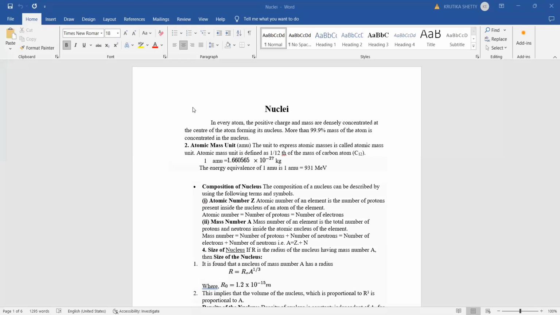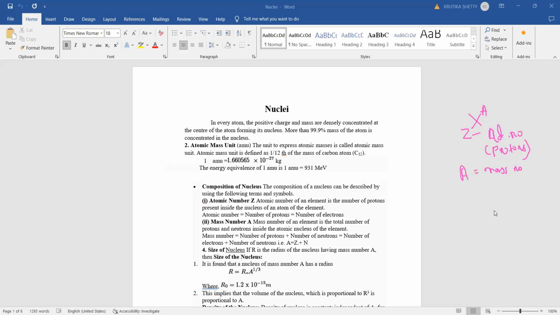Yes. So the elements, how you can represent. Suppose you consider X as any element. How do we represent it? Below X we write Z and at the top we write A. Z is called the atomic number, that is nothing but the number of protons. A is called the mass number.